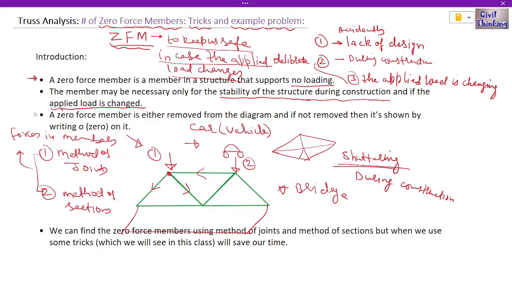We have already talked about this point 2. Now let's talk about this point 3. A zero force member is either removed from the diagram, and if not removed, then it is shown by writing O or 0 on it. I have already told you we don't need a zero force member unless these two conditions are there. If these two conditions are not there, we just remove that member.